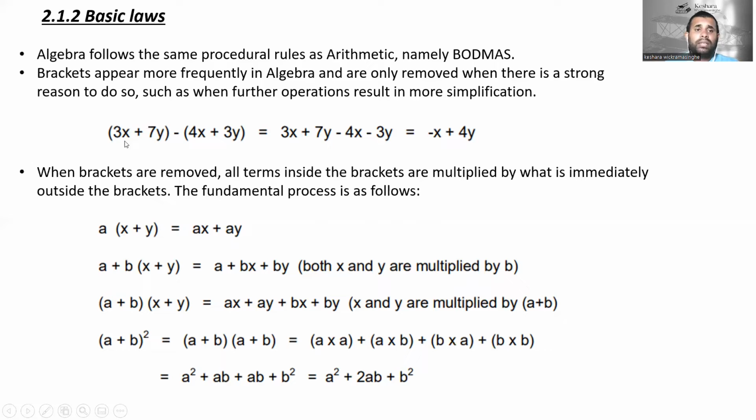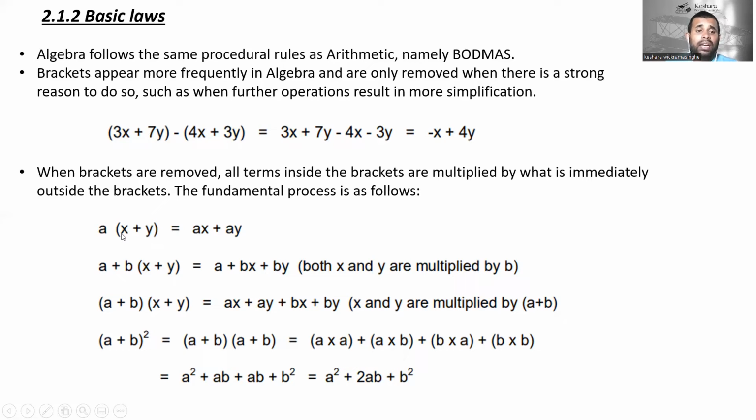All right, so example 3x plus 7y minus 4x plus 3y equals, so then we can simplify the brackets, like 3x plus 7y minus 4x and minus into plus minus 3y. Example 3x minus 4x plus 7y minus 3y, equals minus x plus 4y. So this is the solved equation. When brackets are removed, all terms inside the brackets are multiplied by what is immediately outside the bracket. So what is immediately outside the brackets? We have to multiply when there is a bracket. The fundamental process is as follows, right?